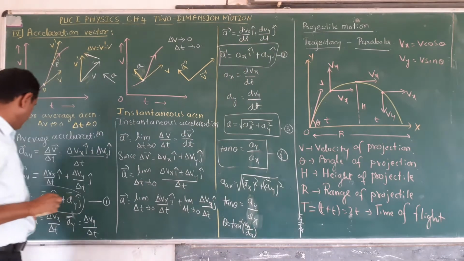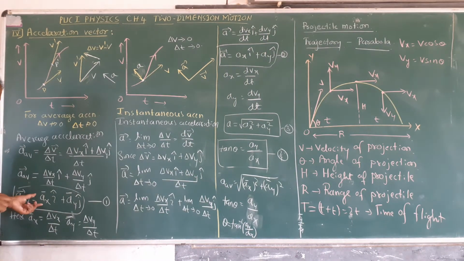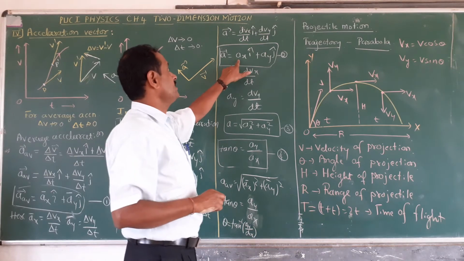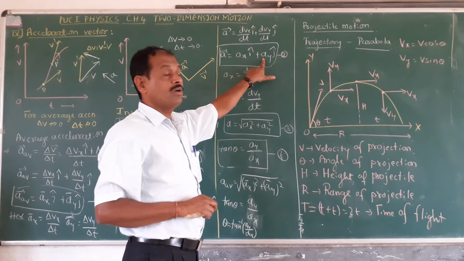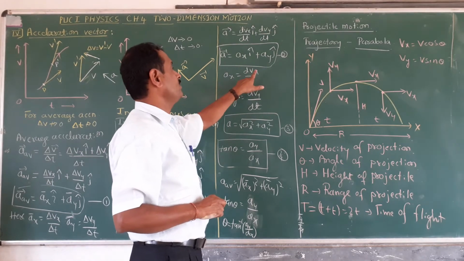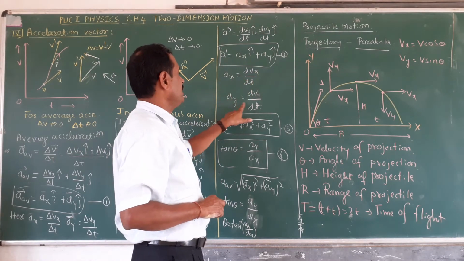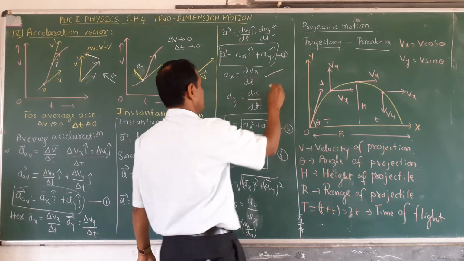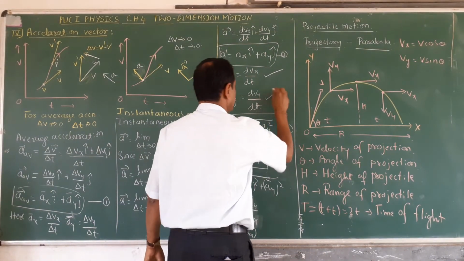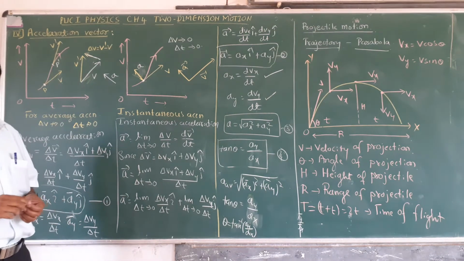That was the expression for average acceleration: the average acceleration along x-axis, average acceleration along y-axis. Here, this is instantaneous acceleration along x-axis, instantaneous acceleration along y-axis. ax is equal to dvx divided by dt, ay is equal to dvy divided by dt. This is instantaneous acceleration along x-axis, and this is instantaneous acceleration along y-axis.